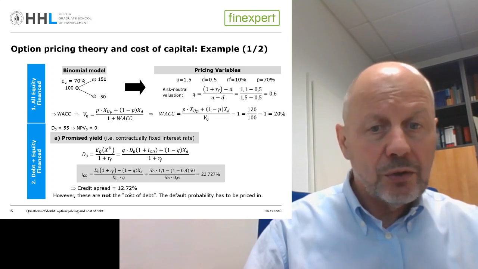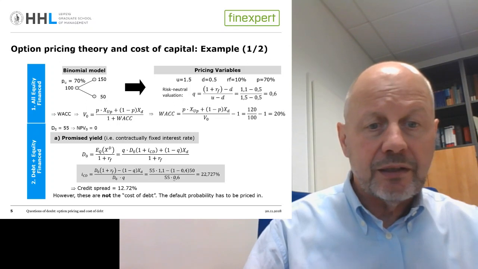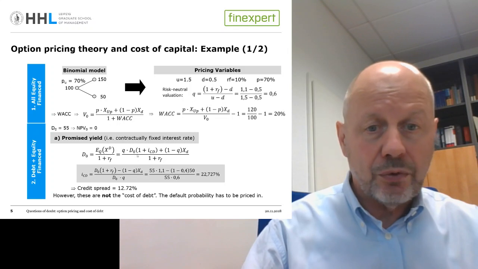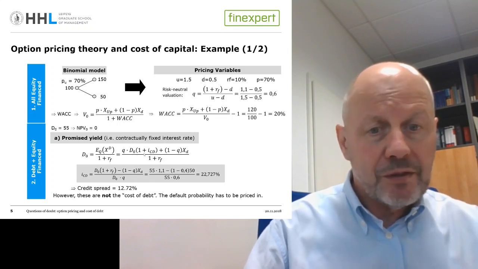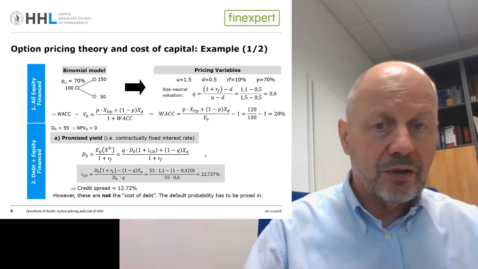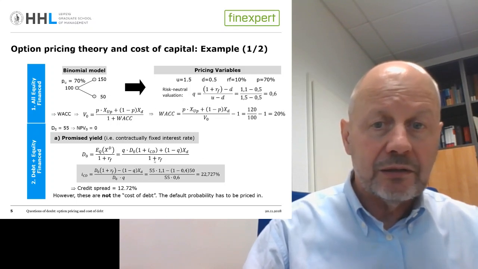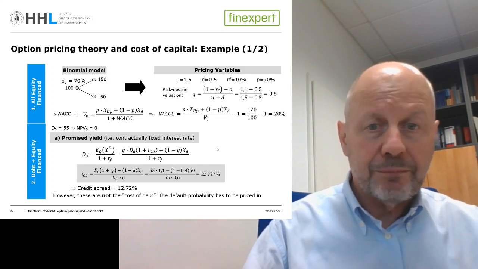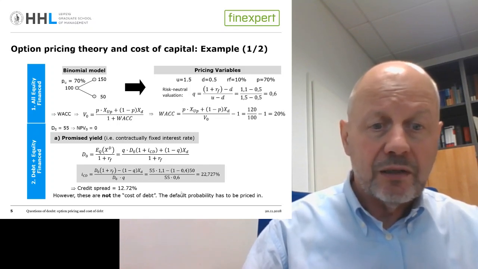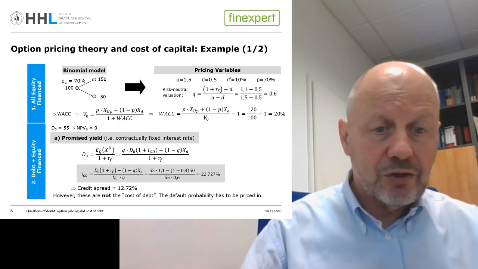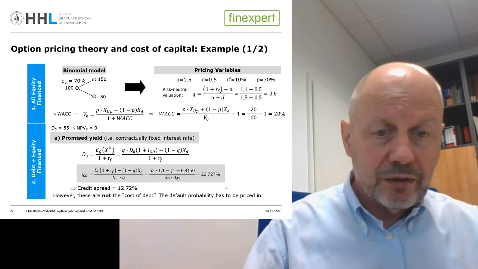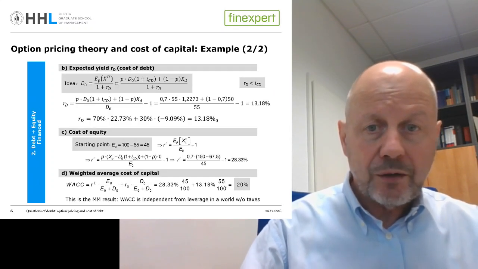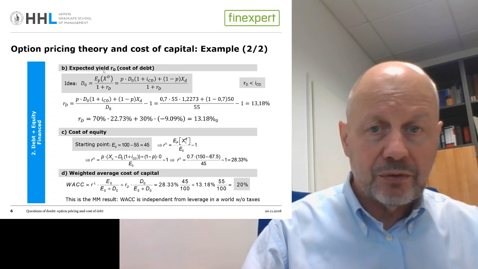So this is the promised interest rate. This is what the debt holders get back if the good state occurs. And of course, this is not the cost of debt, because the cost of debt has to take the bad state into account, where the debt holders do not receive their promised interest rate. So we need to take the default probability and the impact of the potential default into account when calculating our cost of debt, that is the expected rate of return or the expected yield.